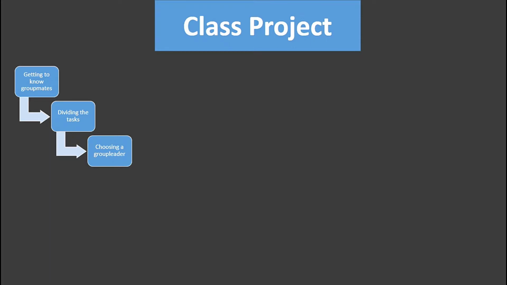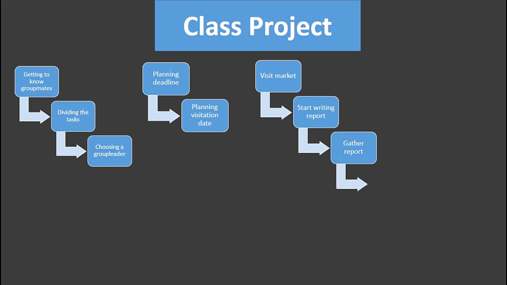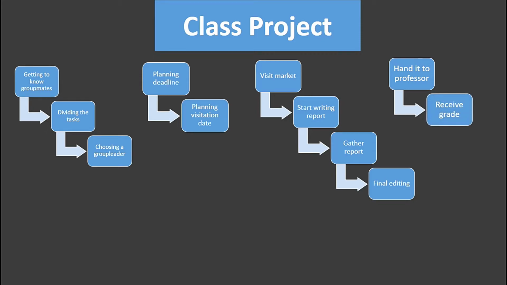Then you have to plan individual deadlines of every task. You also need to plan about when you are going to visit the market. The execution will start after that. First of all, you will have to visit the market to gather information. Then all of you will have to start writing the report. After that, the group leader will collect the full report and make some corrections if needed. And for closing, you'll hand over the report to the professor. And when all of these are done, the professor will give you a grade on the overall performance. And that was the simplest work breakdown structure of a class project. It starts with initiation and ends with closing.